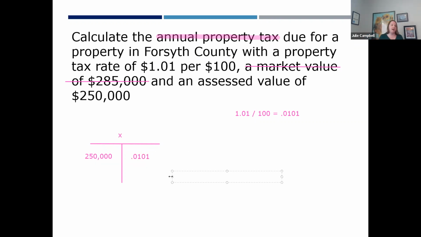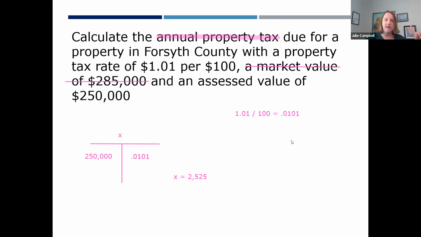Now we just got to solve for X. And on the T-bar, you'll remember the up-down line means multiply. So we're going to take 250,000 times 0.0101, and I get annual taxes, or X, of $2,525.